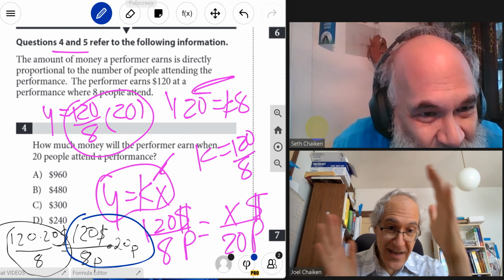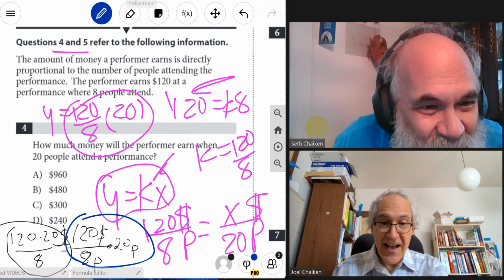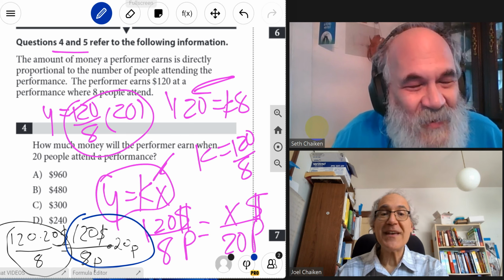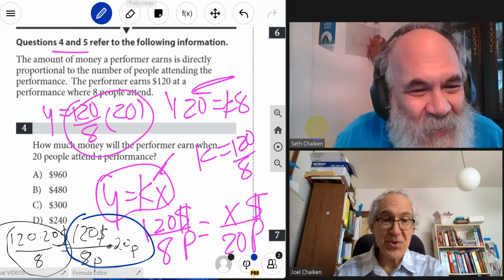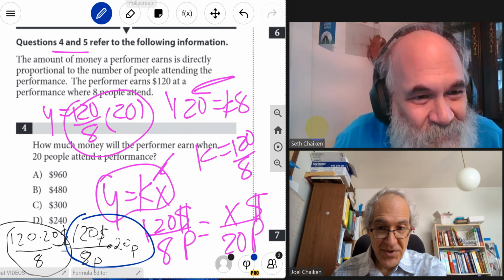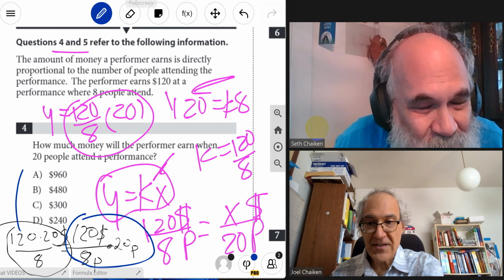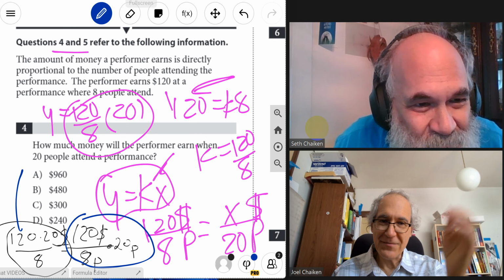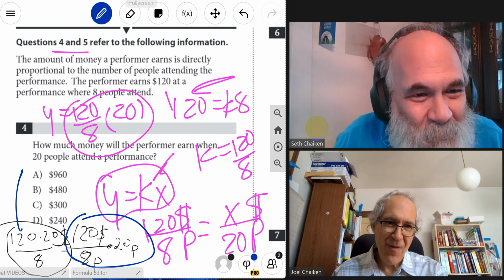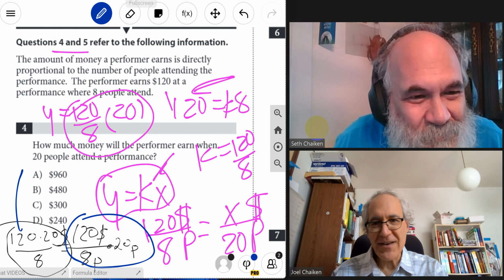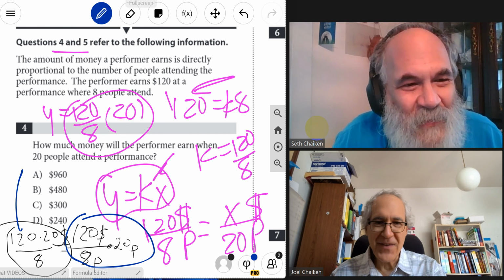Wait, this is the mistake we made the last few days. This is a calculator question, so now you have to make an executive decision. Do you cross cancel, or do you just use the calculator, or do you look at the answers and see which one is right? Come on, use the calculator. I would say use the calculator. If you have the calculator, just use it.